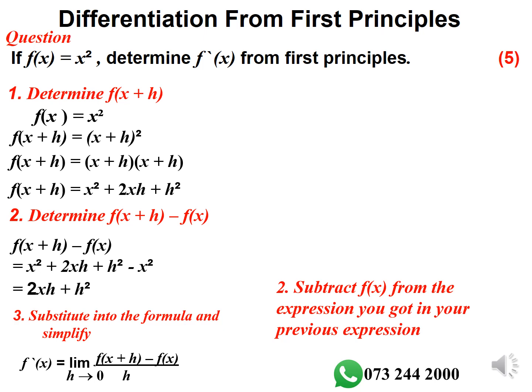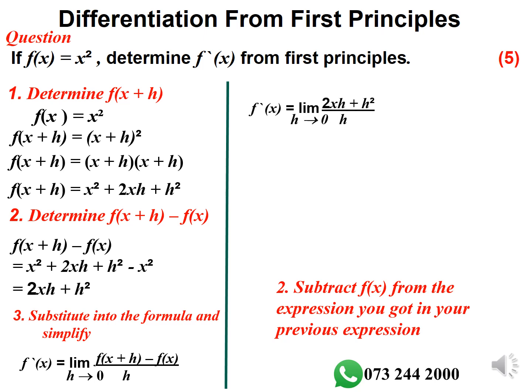Then in this formula, the numerator is what we have determined in step 2. So we're going to go back to step 2 and remove this numerator in our formula and substitute. So our answer will now come through very nicely there. So the derivative will be the limit of 2xh plus h squared over h as h approaches 0. Then factorize. Remember, we said if h is not a common factor of your expression here, then there is a problem somewhere. We have to factorize this.